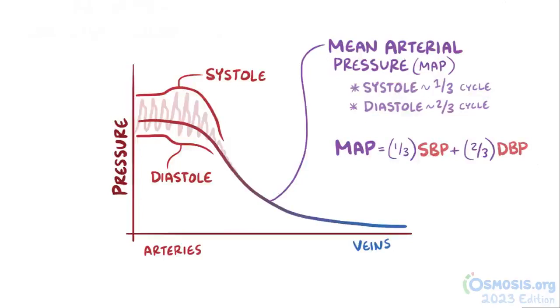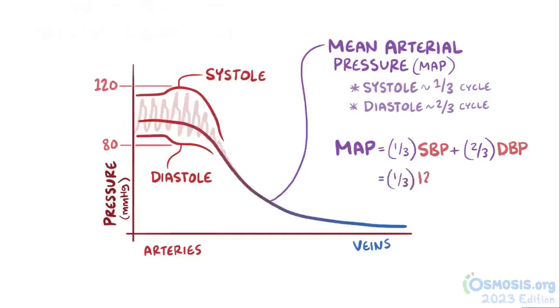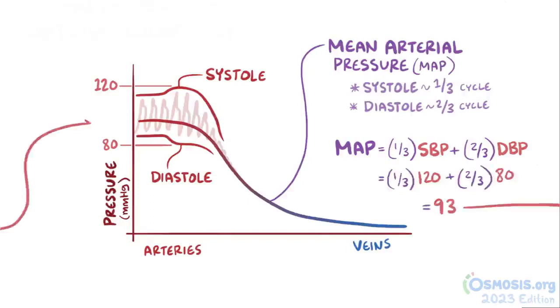So, for example, if the systolic blood pressure is 120 millimeters of mercury, which is the unit we use for blood pressure, and the diastolic blood pressure is 80 millimeters of mercury, plugging the numbers in, this becomes 1/3 times 120 plus 2/3 times 80, or a mean arterial pressure of roughly 93 millimeters of mercury.